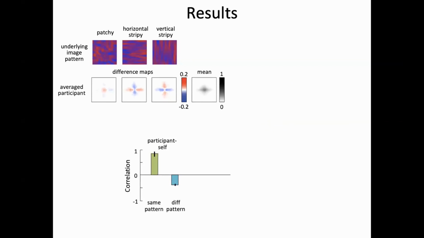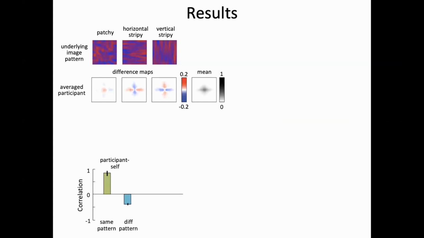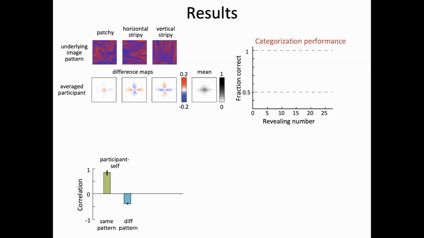Next, we ask whether the participants' active sensing strategy helped their categorization performance. Here we look at the fraction of correct category choice as a function of revealing numbers allowed. First, we see that participants did better when they actively chose the revealings themselves, compared to when we show them revealings randomly sampled from an isotropic Gaussian distribution centered on the scene.